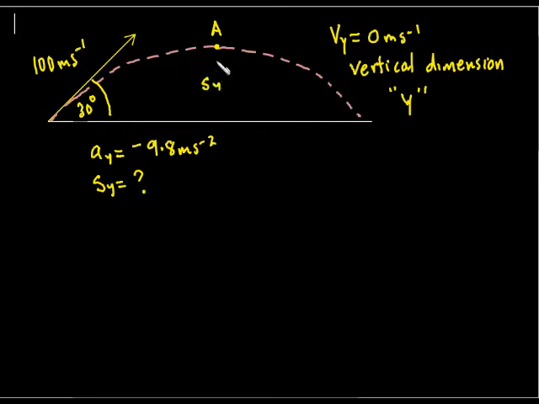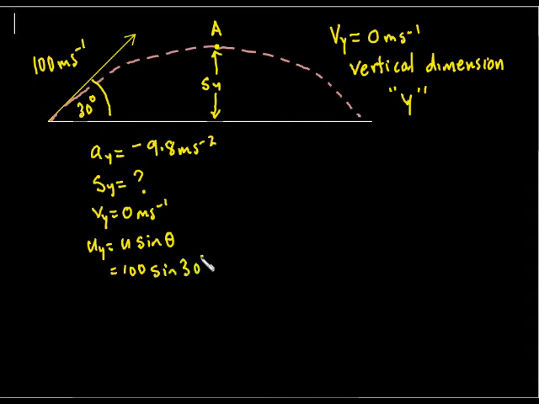Sy is going to be equal to that distance there, the maximum height from the horizontal line. So question mark for that one. We've just discussed that Vy is going to equal 0 meters per second. Uy is equal to u sine theta, which equals 100 sine 30 degrees. This comes out to be 50 meters per second up. So, what have we got there? We've got a u, a v, s, and a.